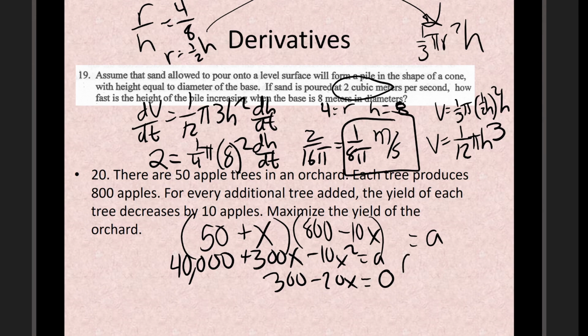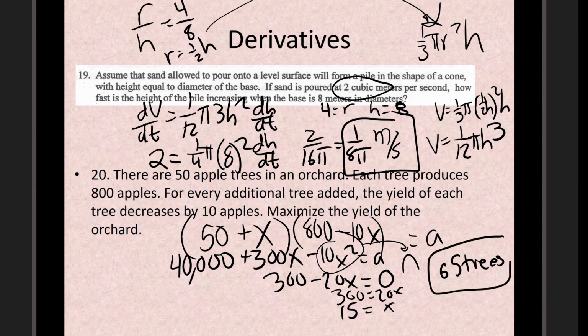It's an upside down parabola, because it's a negative 10x squared. So we know we're getting a maximum already from that. And the critical point happens when this is 0, so when 300 equals 20x, which is at 15. So there should be 65 trees to maximize the number of apples.